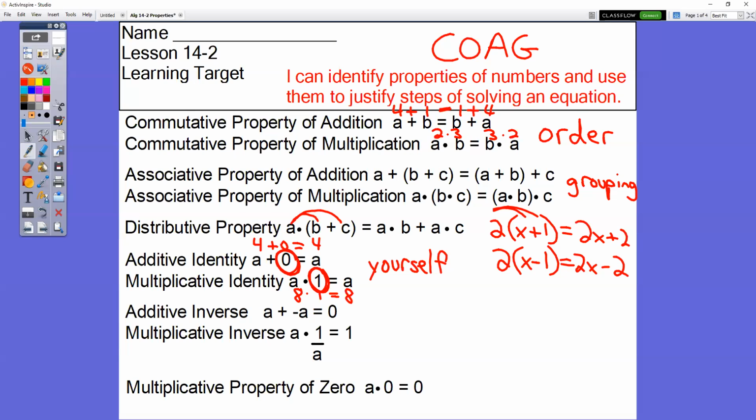The additive identity is 0. That's a quiz question next week. The multiplicative identity is 1. That's a quiz question next week. All right? Because if you add 0 to something, you get yourself. If you multiply by 1, you get yourself.